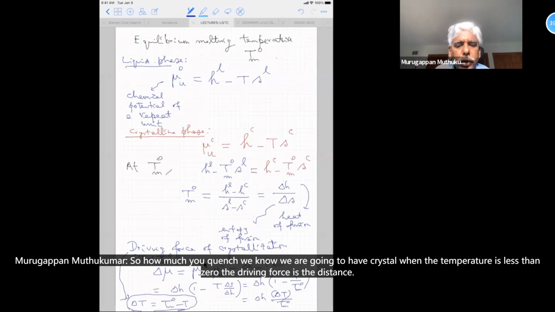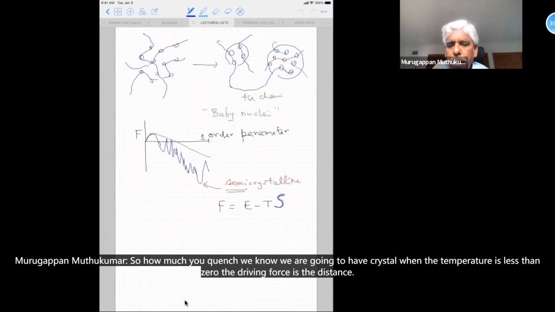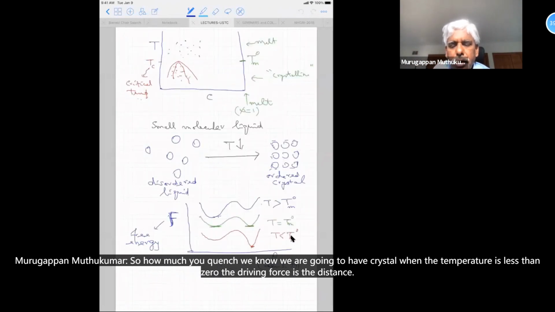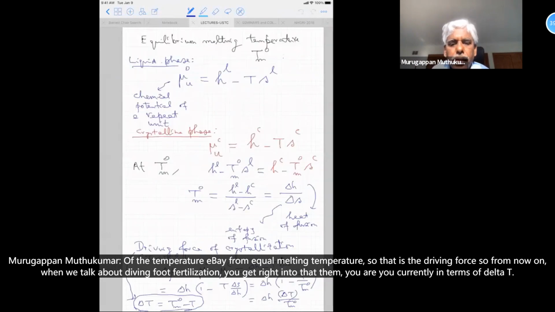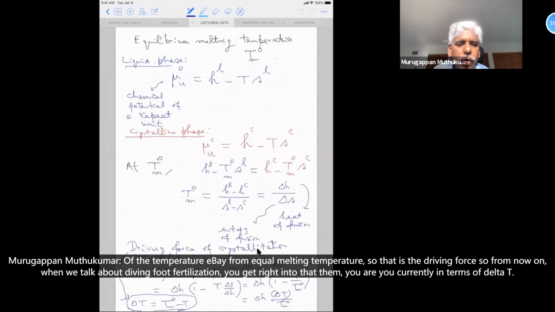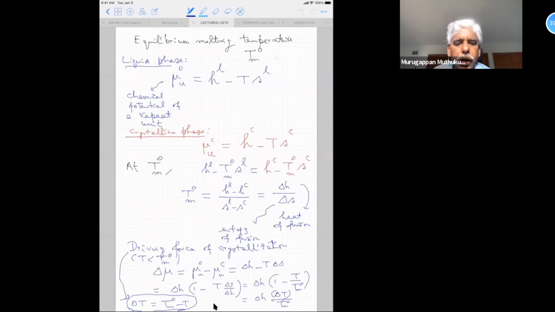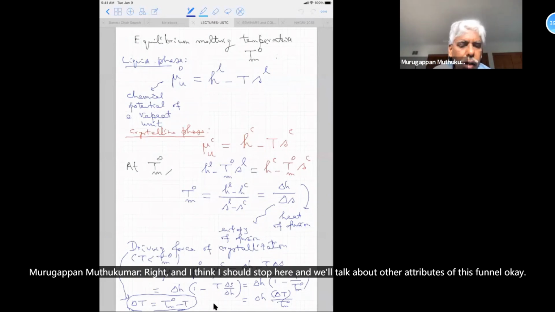So that is our driving force: how much you quench. We know we are going to have crystals when the temperature is less than Tm0. The driving force is the distance of the temperature away from the equilibrium melting temperature. So from now on, when we talk about the driving force for crystallization, we can write it in terms of delta mu or equivalently in terms of delta T. And I think I should stop here and we'll talk about other attributes of this phenomenon, okay?